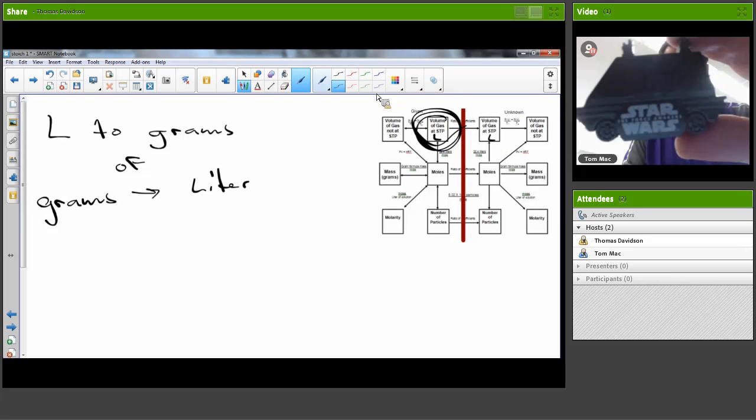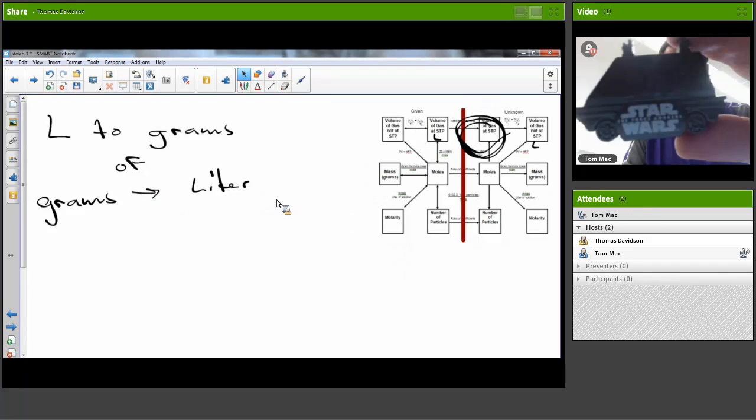You with me? I would start at liters. I would go down, over, and over. If I was starting at grams and liters, I would go over, over, up. Okay? That's all I'm going to do. It's what we just did, except for one more step. But I really think you're getting it.